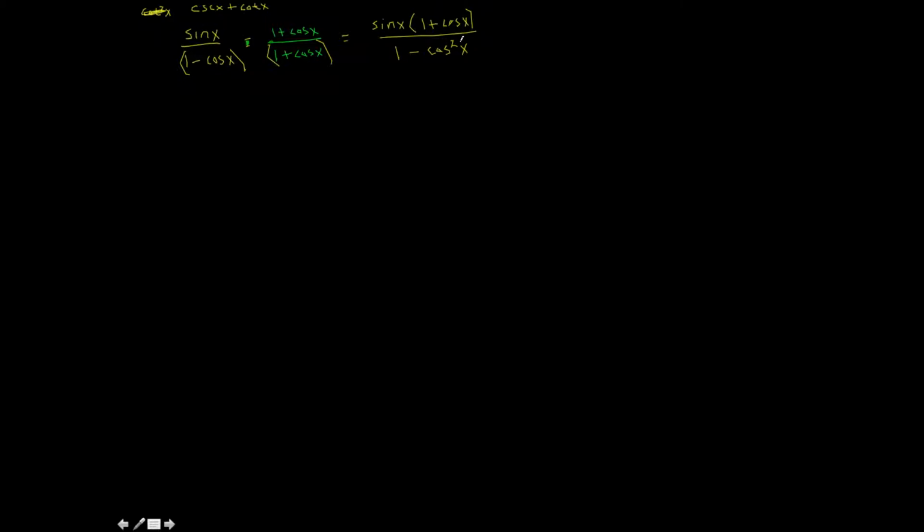All right. Well, using our Pythagorean identity, we can solve for sine squared x and get 1 minus cosine squared. So because I know that, I know I can make some type of substitution in.